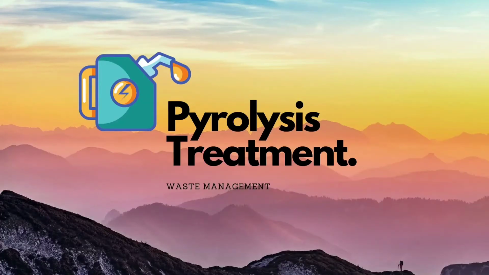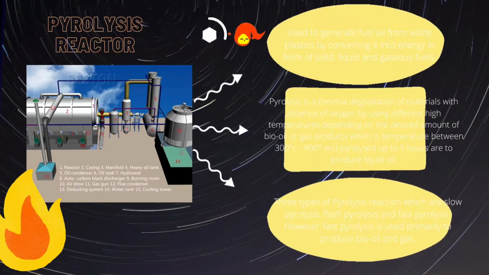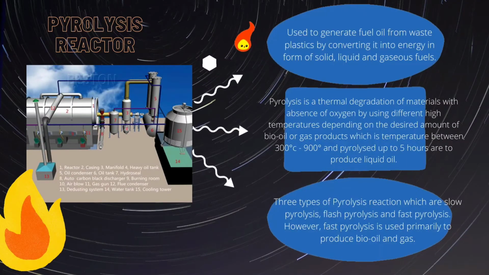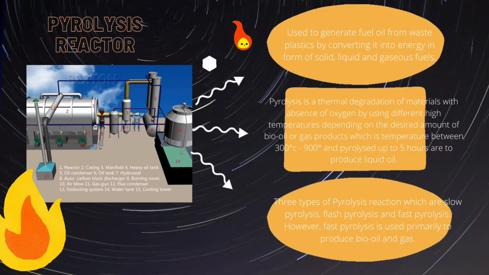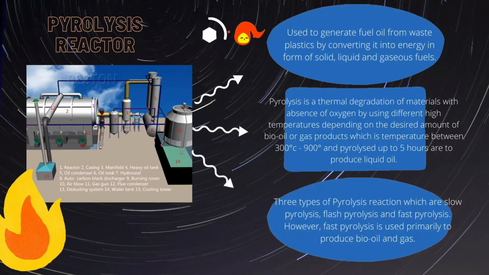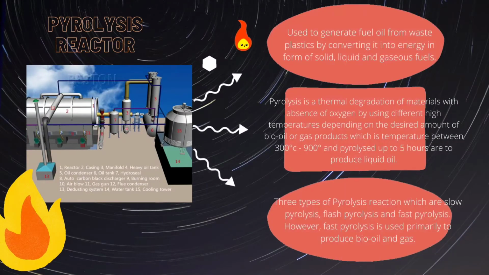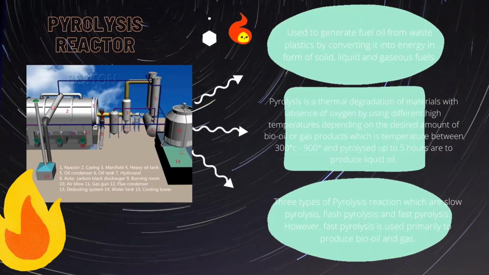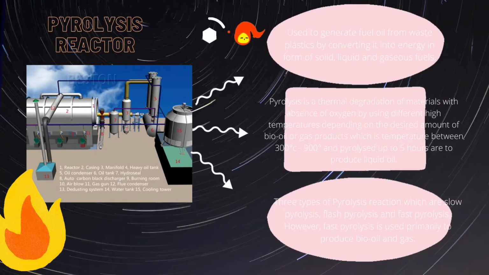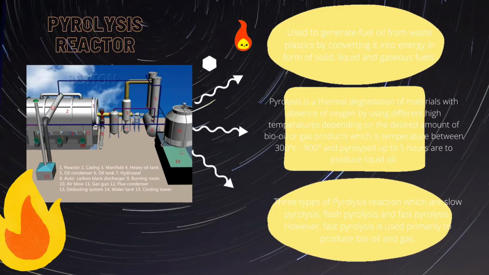Pyrolysis treatment, waste management subject. Let's go. A pyrolysis reactor is used to generate fuel oil from waste plastics by converting it into energy in the form of solid, liquid and gases. Pyrolysis is a thermal degradation of materials in the absence of oxygen, using different high temperatures depending on the desired amount of bio-oil or gas. There are three types of pyrolysis reactions: slow pyrolysis, flash pyrolysis and fast pyrolysis.